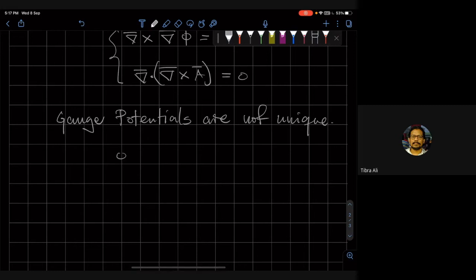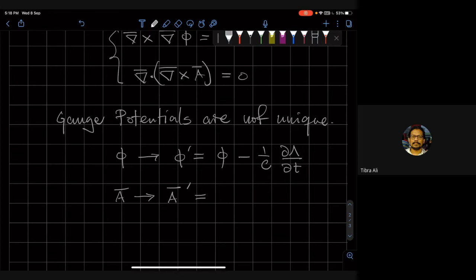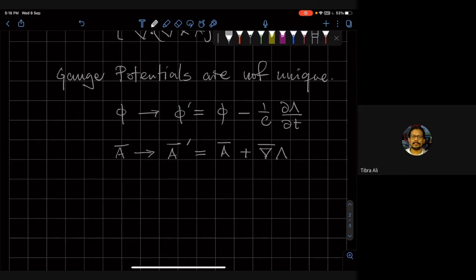That is, if I change phi and replace it by phi prime, where phi prime is phi minus 1 over c, the partial derivative of a scalar function with respect to time. So lambda is a scalar function. And if I change A by A prime, where A prime is the old A plus the gradient of the same scalar function lambda, then the field strengths don't change. So for example, E changes by, so E is what?